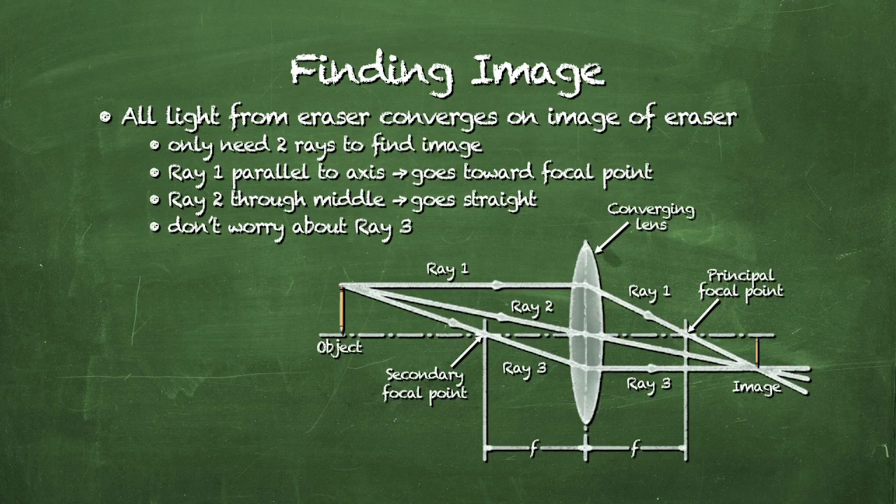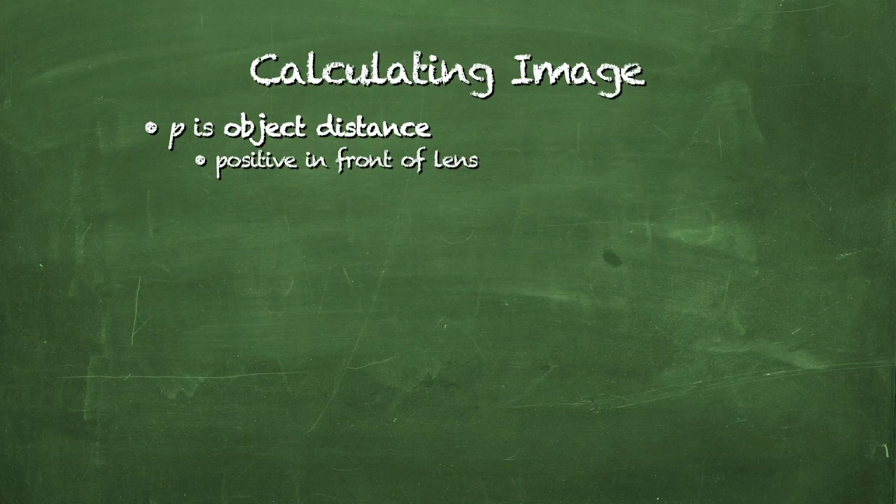We can also calculate where the image is formed. We will represent the object distance with the letter P. So P is the object distance. It is positive in front of the lens, where the front is defined by where the object is.